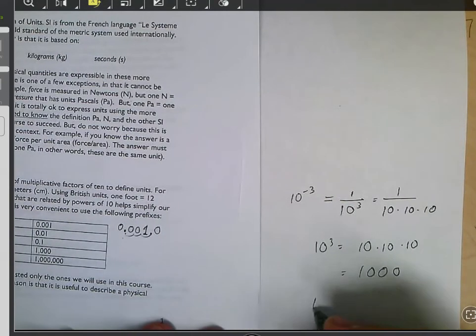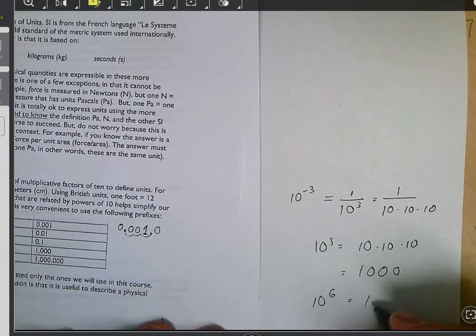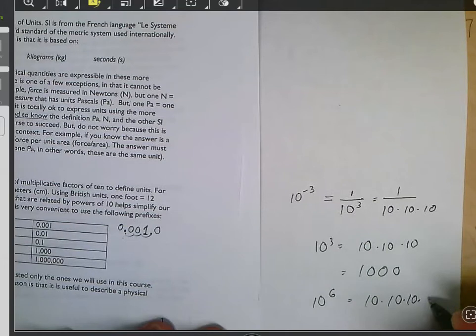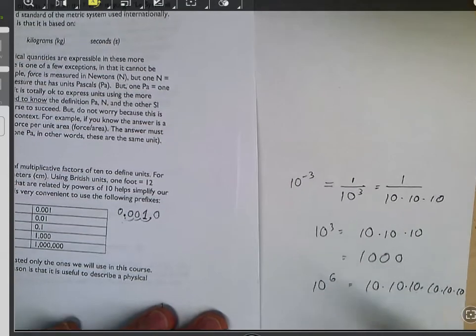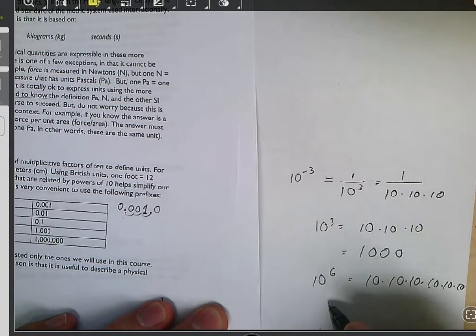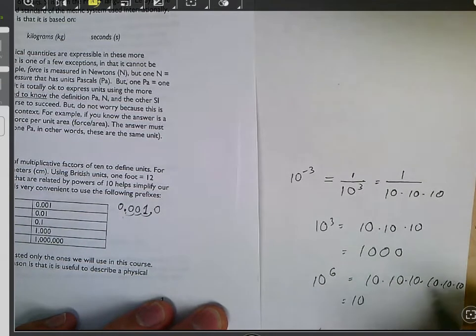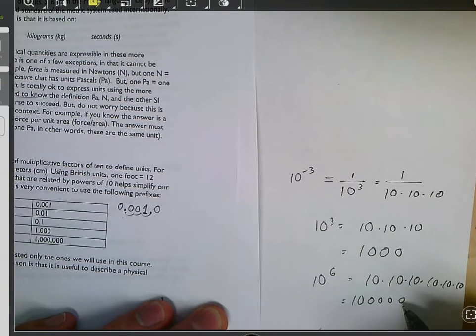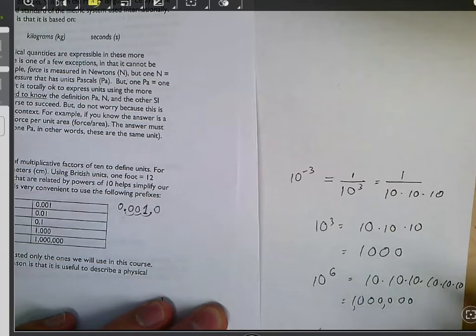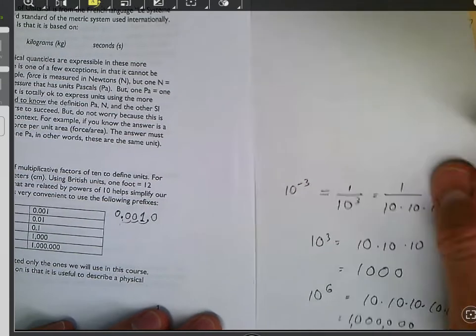And mega will be 10 to the 6, and that'll be 10 times 10 times 10 times 10 times 10 times 10. So that's actually 6 times, and you just count the number of zeros, and you'll be left with a million. So if I did that correctly, I have 6 zeros. Good. So that's how we do that.